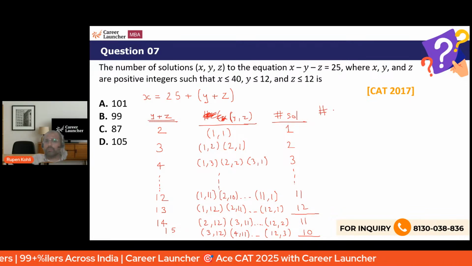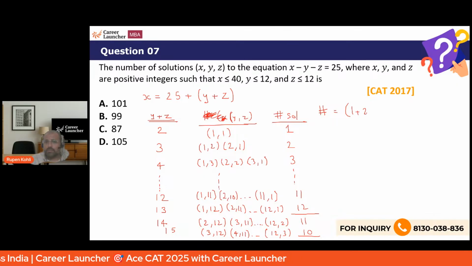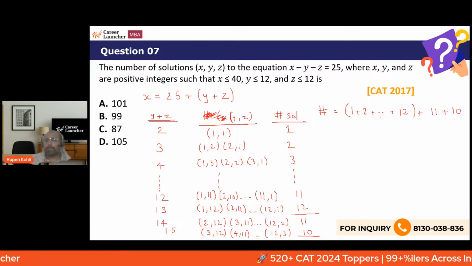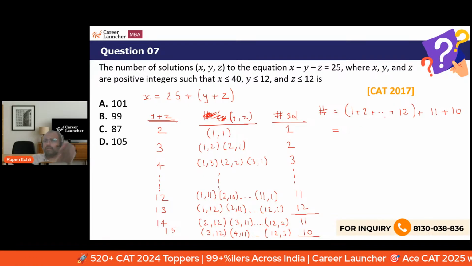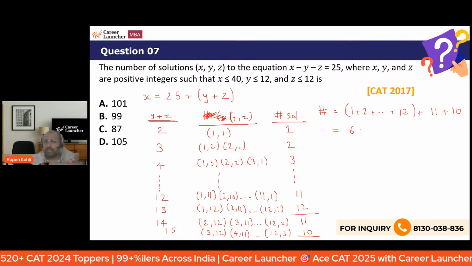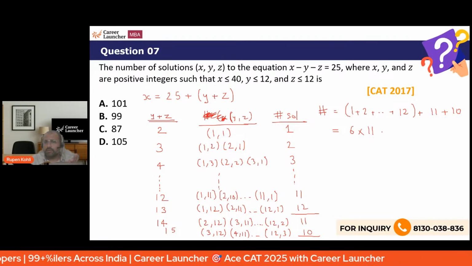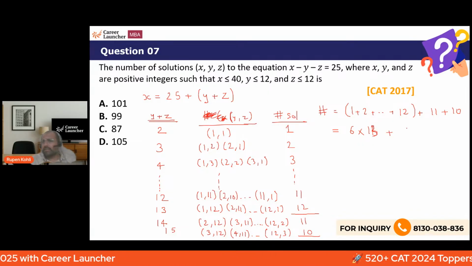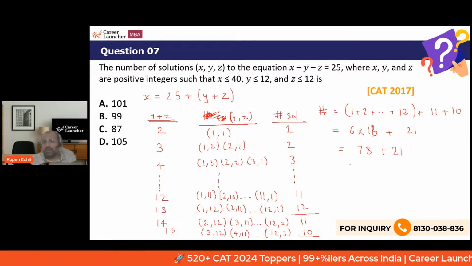So the total number of solutions is 1 plus 2 plus 3 plus 4 all the way up to 12, and this 11 and 10 is separate. We know the summation of the first n natural numbers, so this becomes 12 into 13 by 2, which is 6 into 13, and this 11 and 10 is 21. So this is 78 plus 21, so we have 99, right?